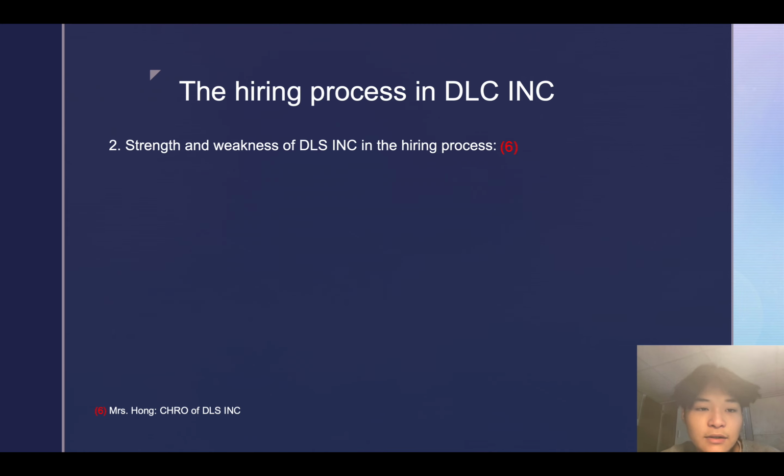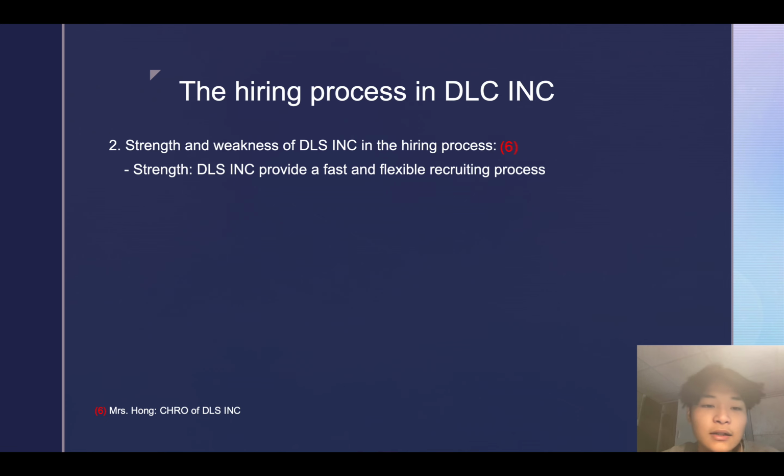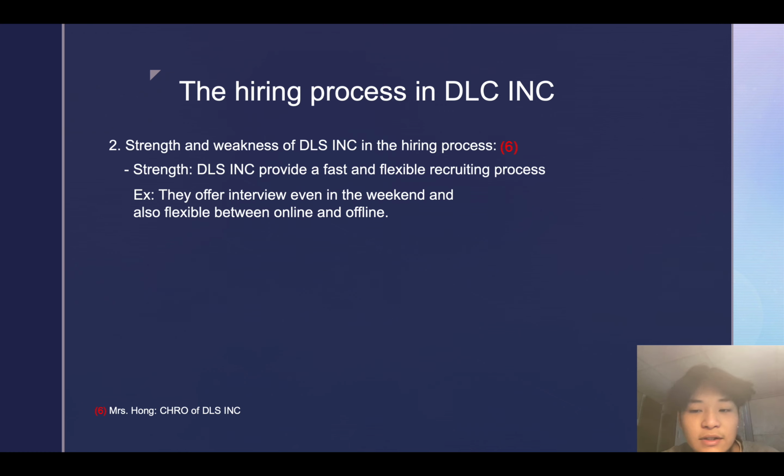Now let's look at the strengths and weakness of DOS Incorporation in the hiring process. So their strength is that they can provide a fast and flexible recruiting process. For example, they offer interviews even on the weekend and are also flexible between online and offline. So this is a very important factor as the candidates will feel that their opinions are respected.